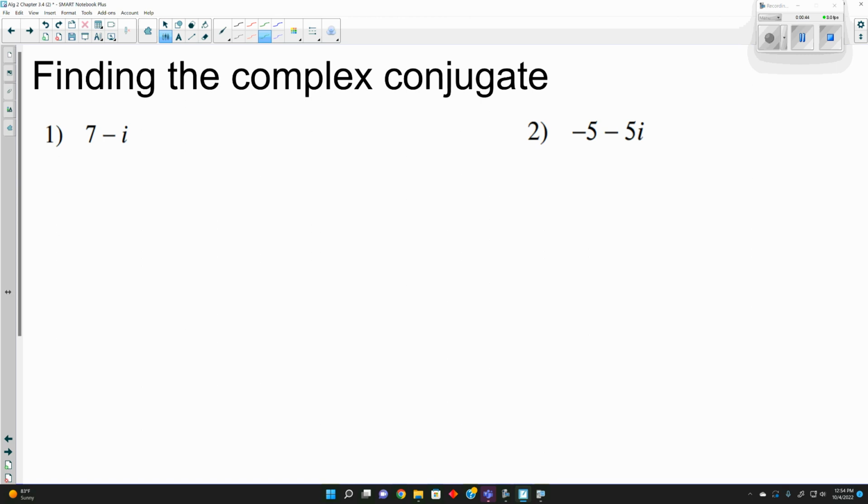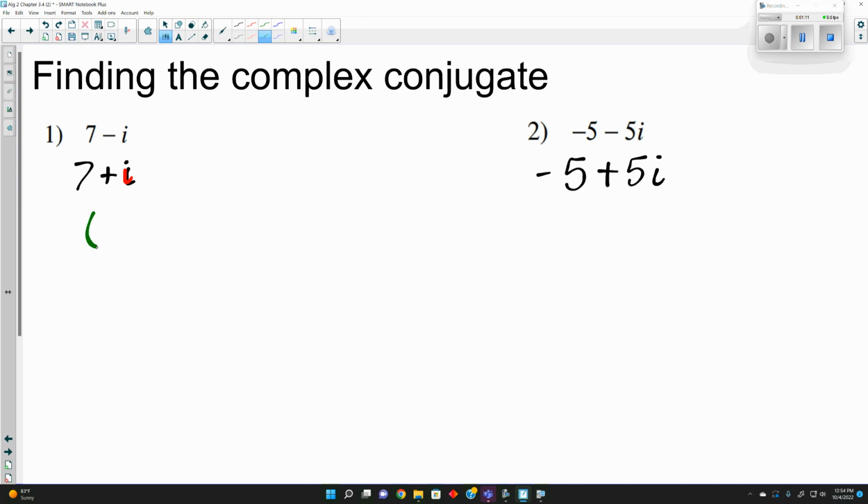So if we look at this one here, 7 minus i, the complex conjugate for it is going to be what? 7 plus i. So negative 5 minus i's conjugate is going to be negative 5 plus 5i.